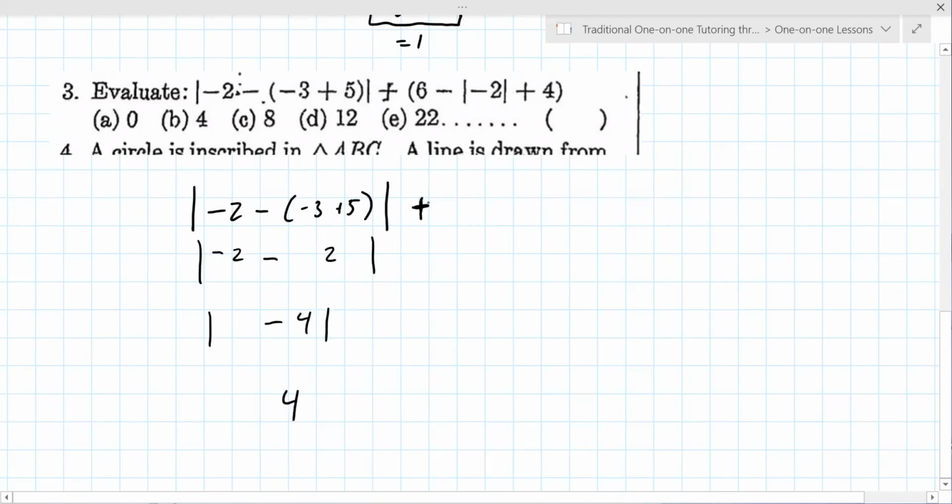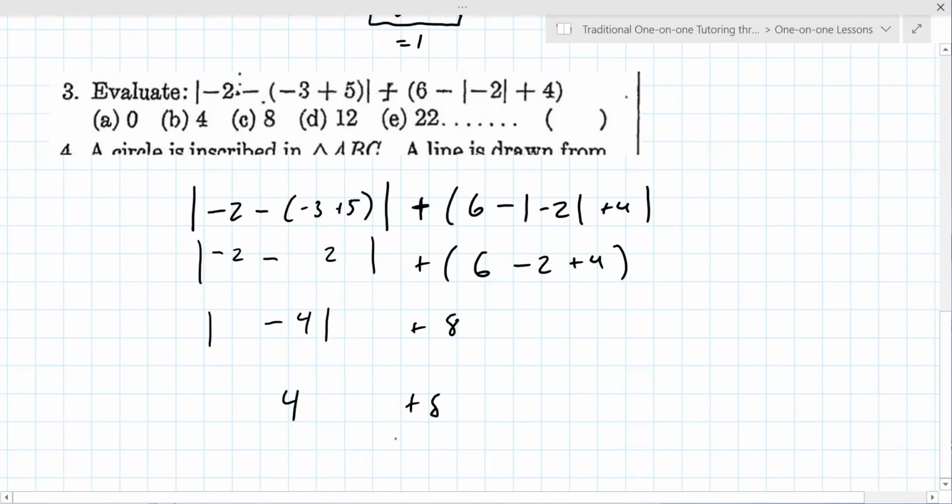And then we got a plus. Okay, and we're going to deal with all this over here. So it's 6 minus absolute value of -2 plus 4. So this becomes 6 minus 2, the absolute value becomes 2, plus 4. And then you combine these. So 6 minus 2 is 4, plus 4 is 8. So plus 8 equals 12.